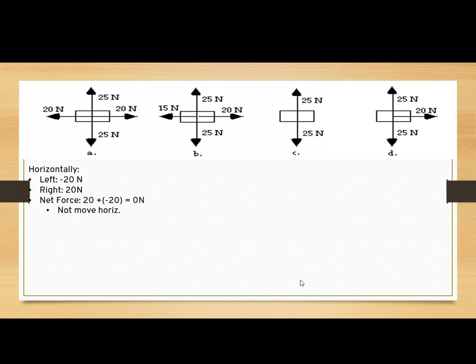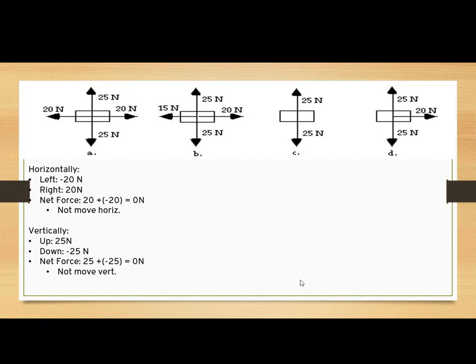To the left, we have 20 newtons, and I'll put negative because we know left is a negative direction. To the right, we also have 20, but in this case, it's positive. So horizontally, our forces are balanced because we have 20 to the left and 20 to the right. For net force, we're going to add them. So 20 plus the negative 20 equals 0 newtons. So we should not see any movement to the left or to the right because these forces are balanced.